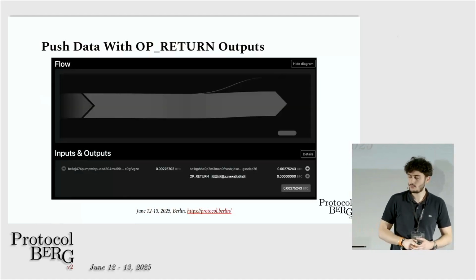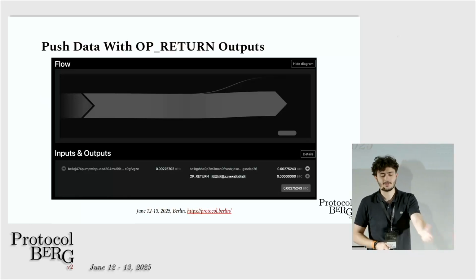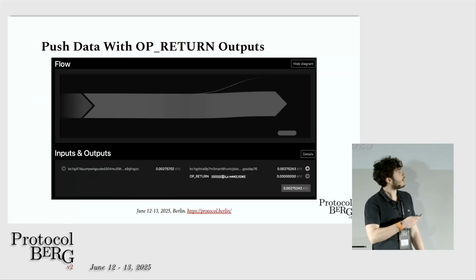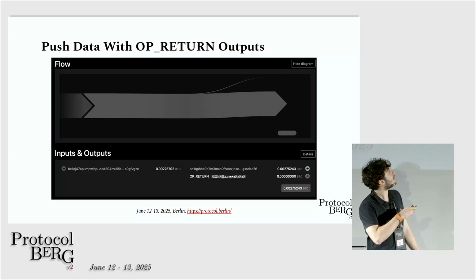So here's an example of an OP_RETURN transaction. Basically, funds come in, funds come out, and here you have the OP_RETURN output with 0 value.